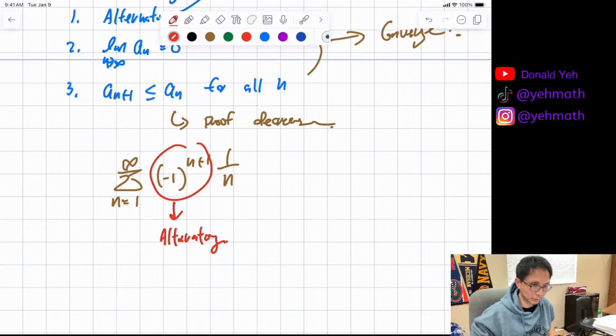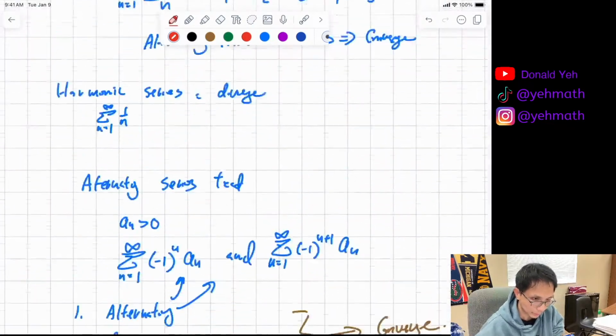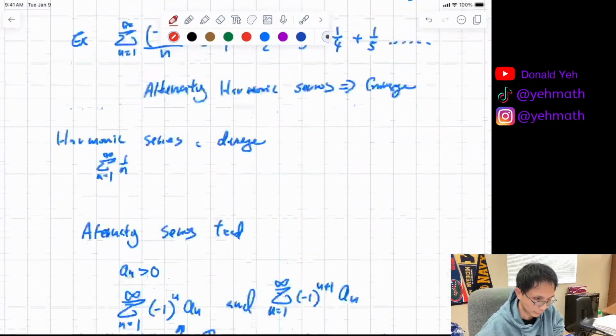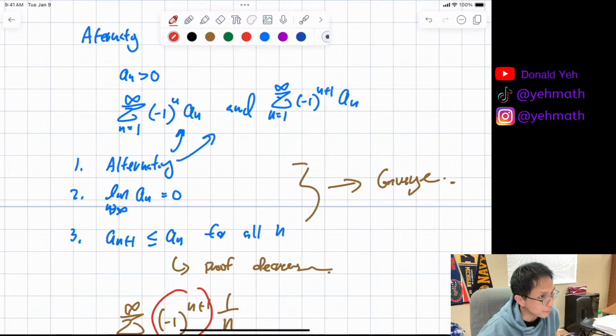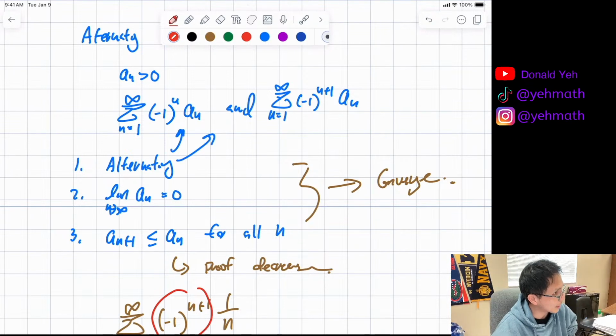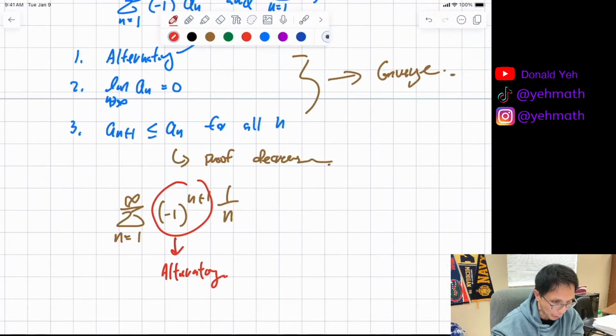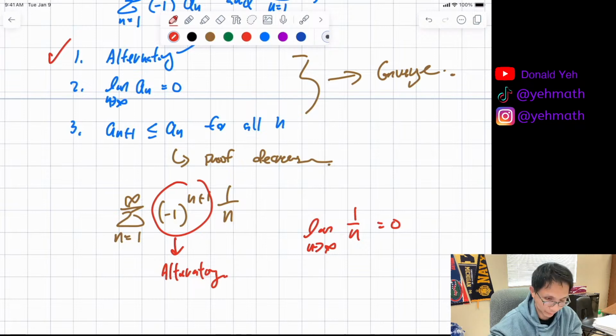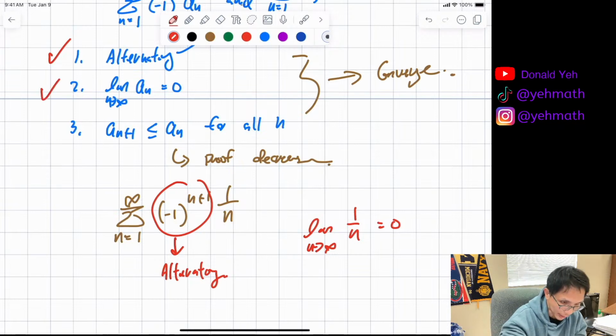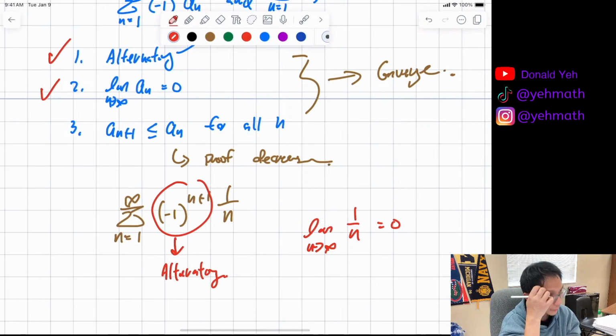Isn't that the exact same equation you just showed us? It is. It is the same, but I have to prove to you that this converges. Okay, so we have the alternating check, right? The limit as n approaches infinity of 1 over n is equal to 0. Yes, checked. Why? Because 1 over infinity is 0.